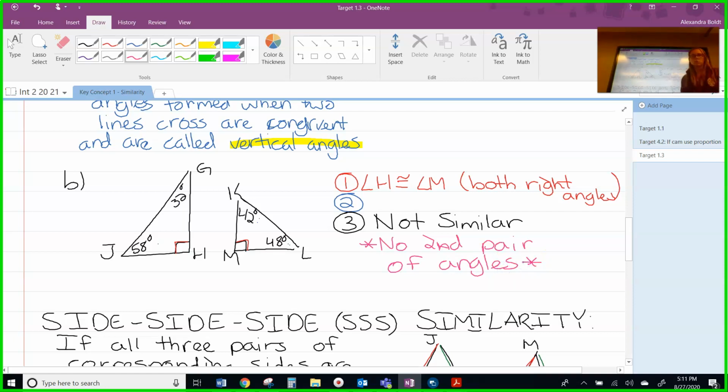Pair of angles. Okay, so that's why it's not similar. Okay, so sometimes it'll be similar, and sometimes all you can say is not similar.